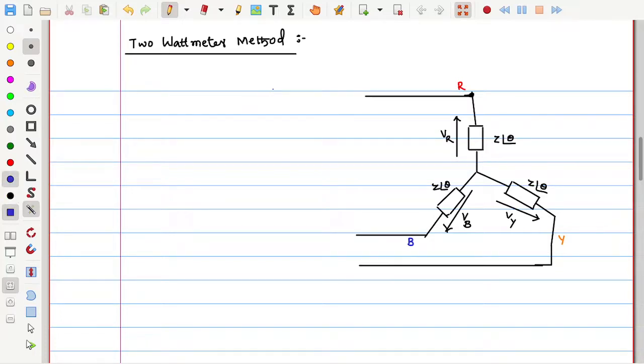Usually we know that a wattmeter consists of one current coil and one voltage coil. So let me put those things first. I have one current coil here, and also its corresponding voltage coil over here. Similarly, let me take one more wattmeter. This also has one current coil and one voltage coil like this.